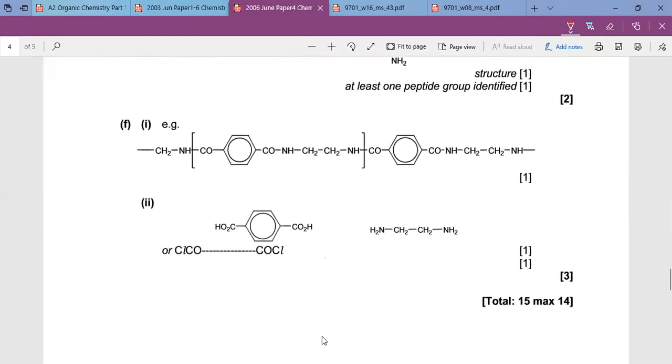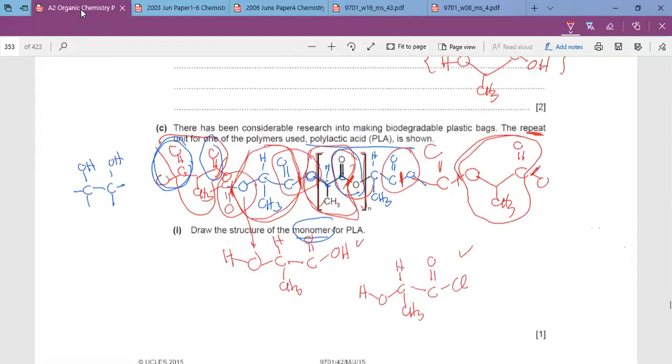You can see here a dicarboxylic acid, or what? Acyl chloride, which is like that here. Acyl chloride is generally more favorable, as you can see later, because of its high reactivity. But if you put the dicarboxylic acid, they shouldn't mark it wrong, because theoretically it's correct. Now I have shown you different ways of making your polyesters.